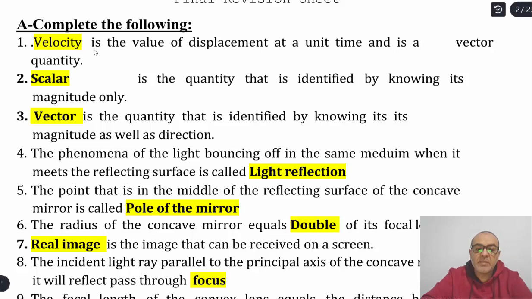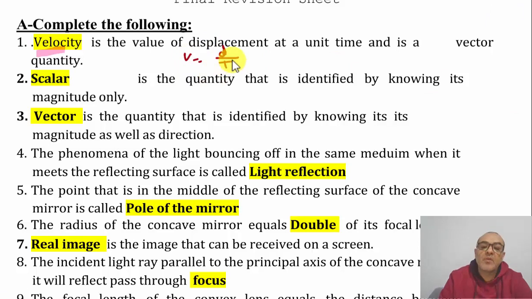The first statement said it is the value of displacement in a unit time. It surely is velocity because, as I know, velocity equals distance over time or displacement over time. As we said, displacement is a vector quantity while distance is a scalar. So velocity is the value of displacement. When it says displacement, it is velocity. If we said it is the value of distance, it will be speed.